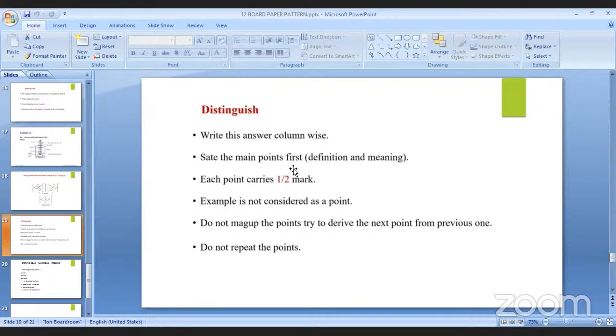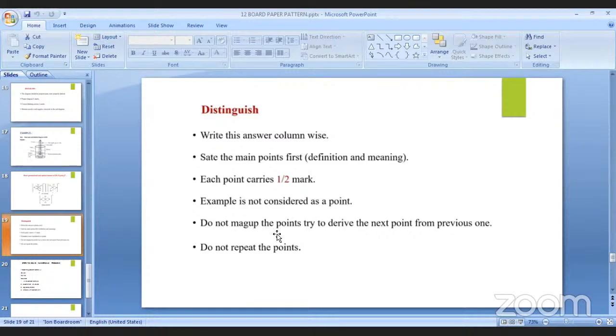State the main points first, like definition, meaning. Each point carries half marks. So suppose it is a 2 marks question, at least 4 points are needed. If it is 3 marks, at least 6 points are needed. Example is not considered as a point. So if you are giving 3 different examples in 3 different points, you will not get marks. It may be checked, but you will not get marks.